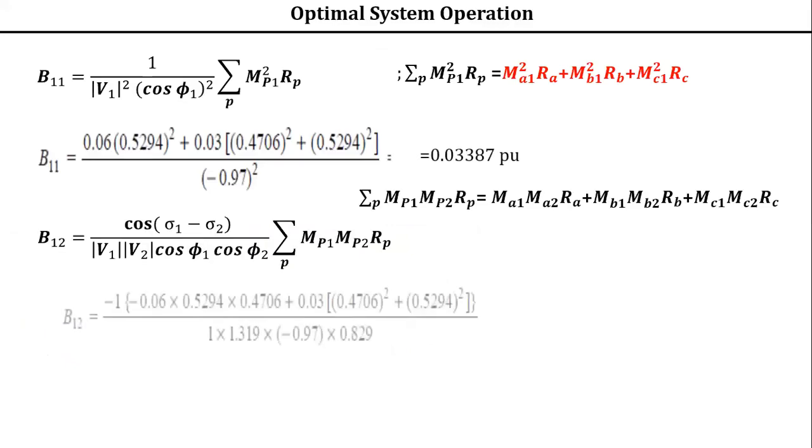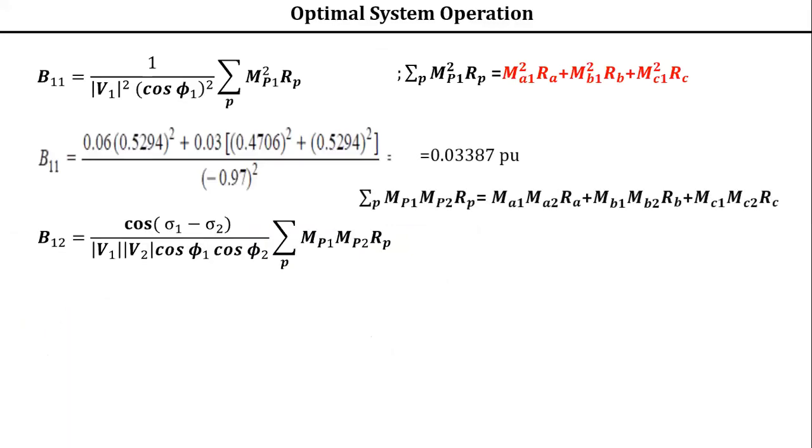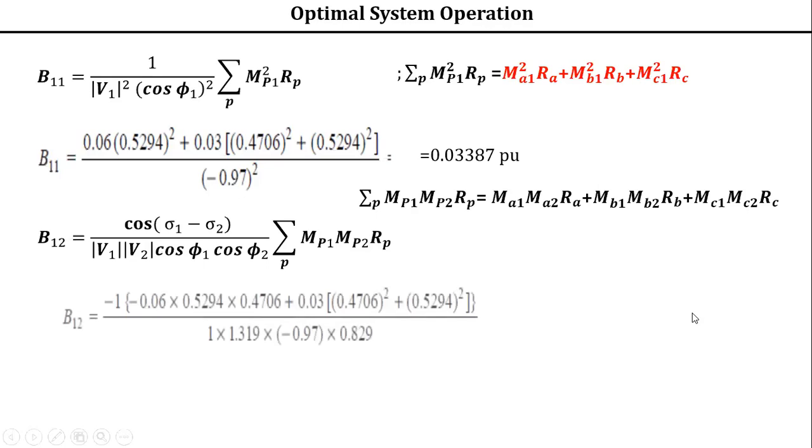Now you see this bracketed term is represented by MA1, MA2, RA, MB1, MB2, RB, MC1, MC2, RC, because plant 1, plant 2, and A, B, C are our branches. All these values of MA1, MA2 are available, and I just explained where we get RA, RB, RC from: the given values of impedances. So substitute all the values. I am substituting; you calculate it. This is the value you are getting.